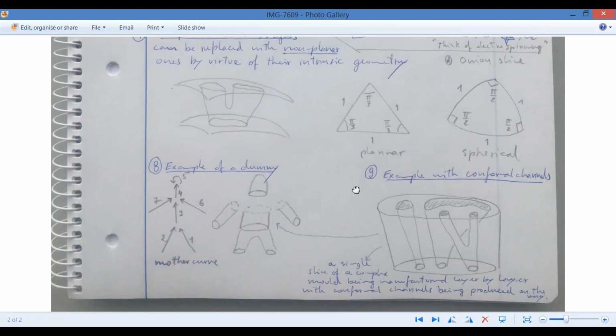And so just to finish, let us see an example of a dummy, in which case we see that the mother curve can be more complex. In this case, I've labeled it from 1 to 7 in the way it would be printed. It would be reasonable to print first this leg, then this leg, and then the body, and then the head, and then this arm, and then this arm. So this would be the mother curve.